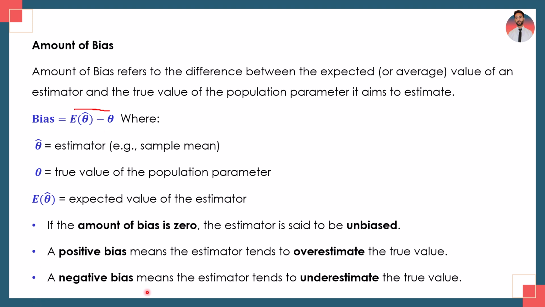A negative bias means that the estimator tends to underestimate the true value. It means that the expected value of theta hat is less than theta, यानी हमारे पास average value of any estimator की value जो है वो कम होगी population parameter theta से, तो वो हमारे पास negative bias होगा, that is the underestimate the true value. This is the brief introduction about the amount of bias.